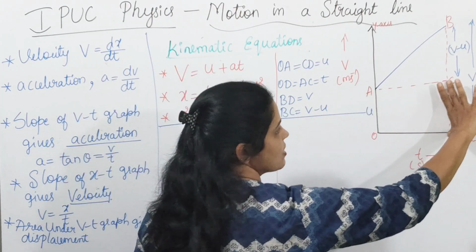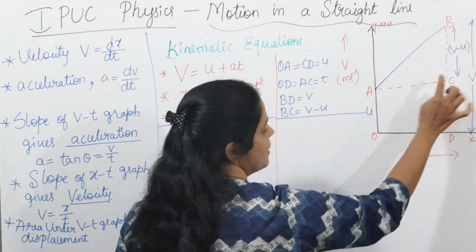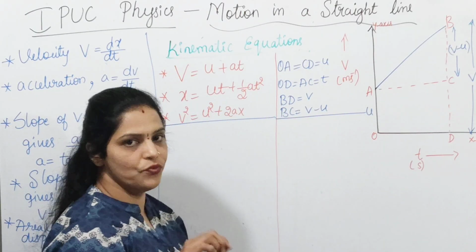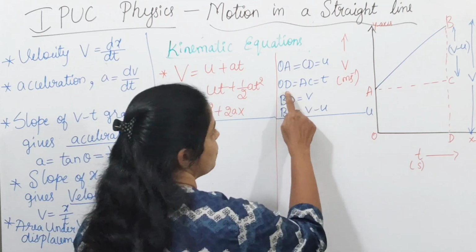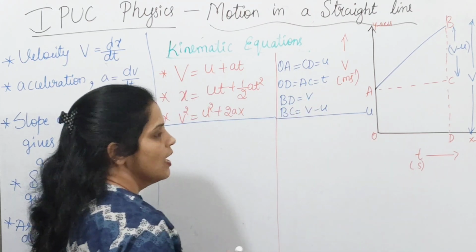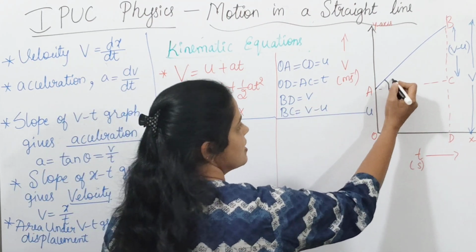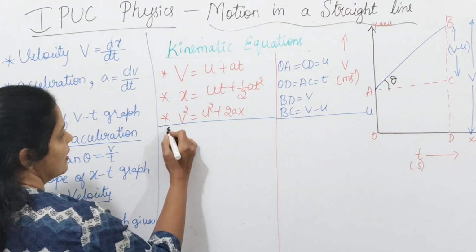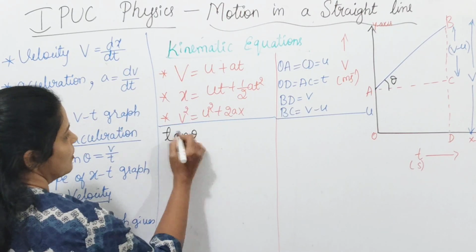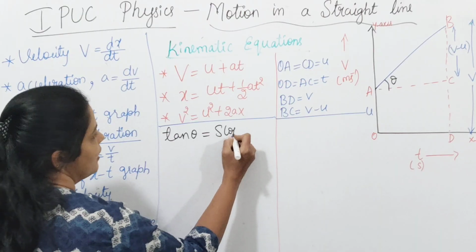Since this velocity is u, what is BC? It is the remaining velocity, which is v minus u. And OD is equal to AC, which is t. Now let us assume that this angle is theta. Then how do we write tan theta? Tan theta gives the slope. Tan theta is the slope of the v-t graph.